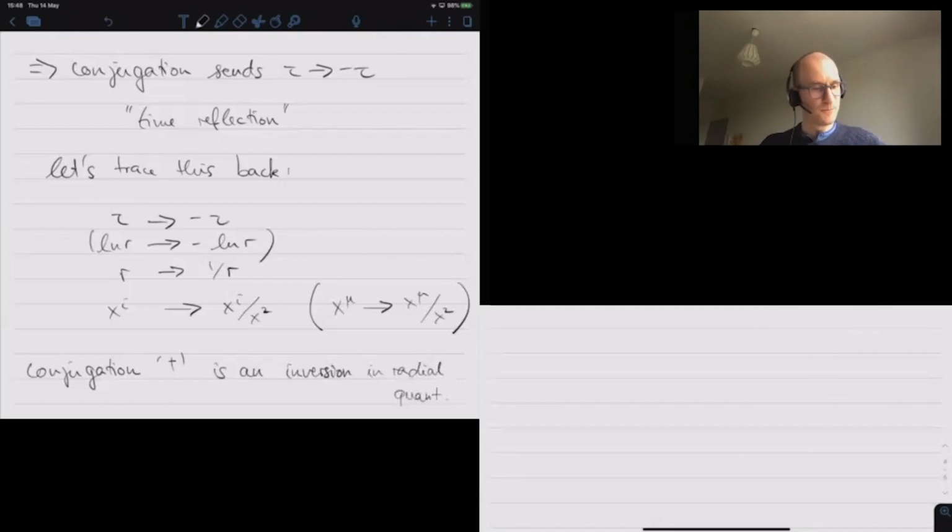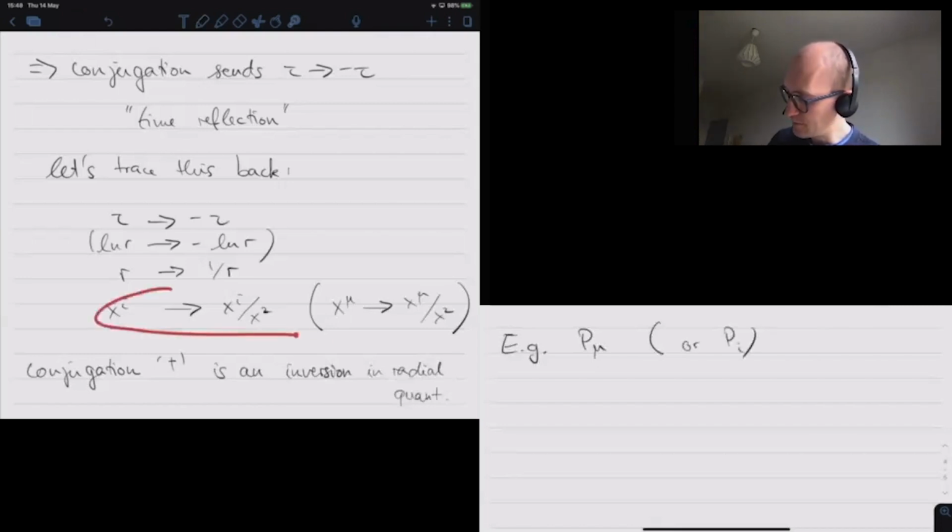Okay, so let's see what happens, for example, to the operator p mu, or if you want, pi. As I said, on the level of operations, inversion, you can do it in Lorentzian or Euclidean signature. This is kind of up to you.